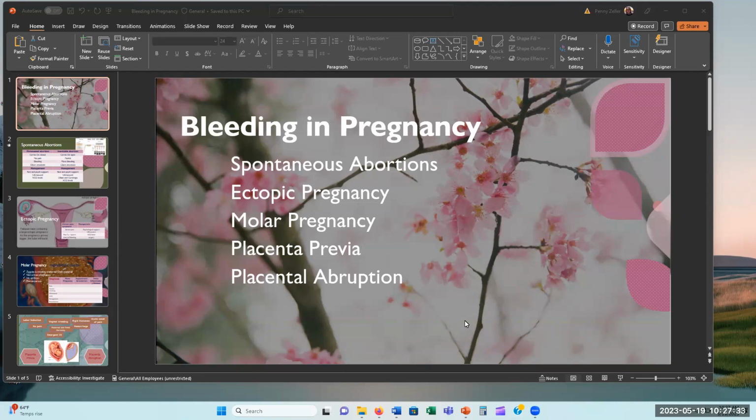Placenta previa, we don't recognize it in a more diagnostic manner until late into the second trimester, and then placental abruption, usually during labor and delivery, or if there's an accident, a trauma, motor vehicle accident of some sort. So we're going to take each one of these and talk about them.